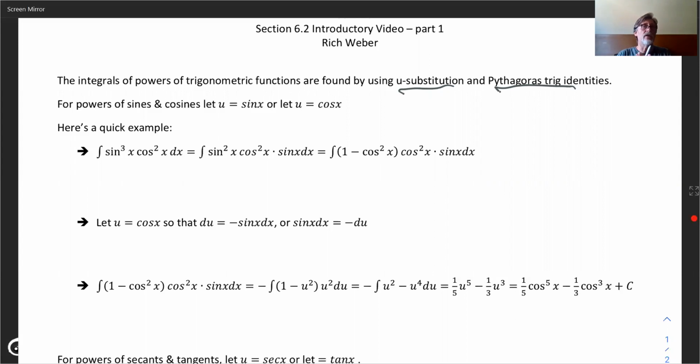So I'm not saying this is a big lecture on this. I'm just going to show you an example of what we do in the first part of this section. So here's an example, and I'll do another one after this. It's saying, here's a quick example.